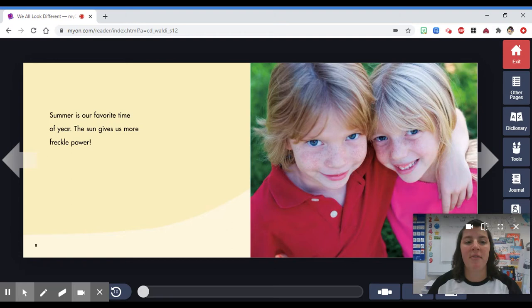Summer is our favorite time of year. The sun gives us more freckle power.